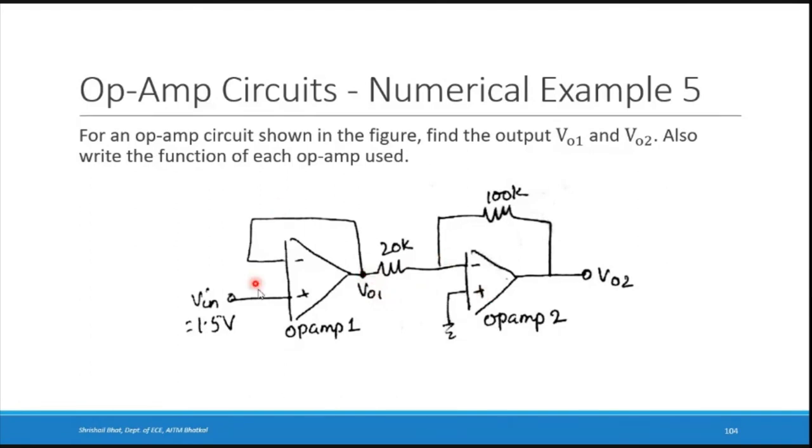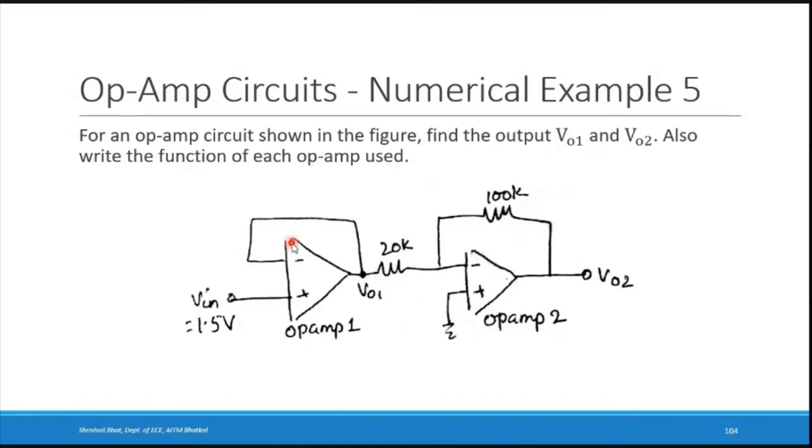By looking at the circuit, you have to tell what the application or function of each op amp is. It is not mentioned in the question. Can anyone tell me what the function of op amp 1 is? We have seen the different circuits of op amps. In this op amp 1, the input is connected to the non-inverting input terminal and the output is connected to the inverting input terminal. There is no input resistance or feedback resistance.